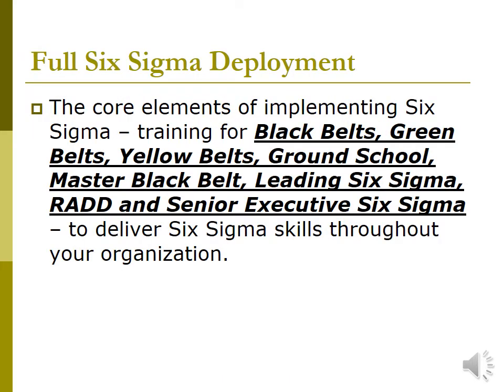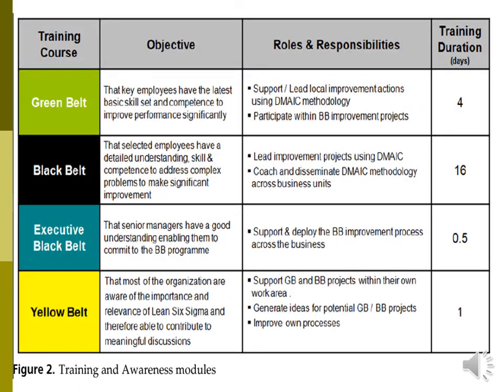So, full Six Sigma deployment. The core elements of implementing Six Sigma. It is a training, it's like karate. It's stages. Okay, so di ba pag sa karate, we have white belt, then yellow belt, red belt, meron pa tayong green belt, black belt, di ba? Ganyan. So, it's the same as for Six Sigma. So, we have black belts, green belts, yellow belts, ground school, master black belt, leading Six Sigma, and senior executive Six Sigma. So, this is to deliver Six Sigma skills throughout your organization.